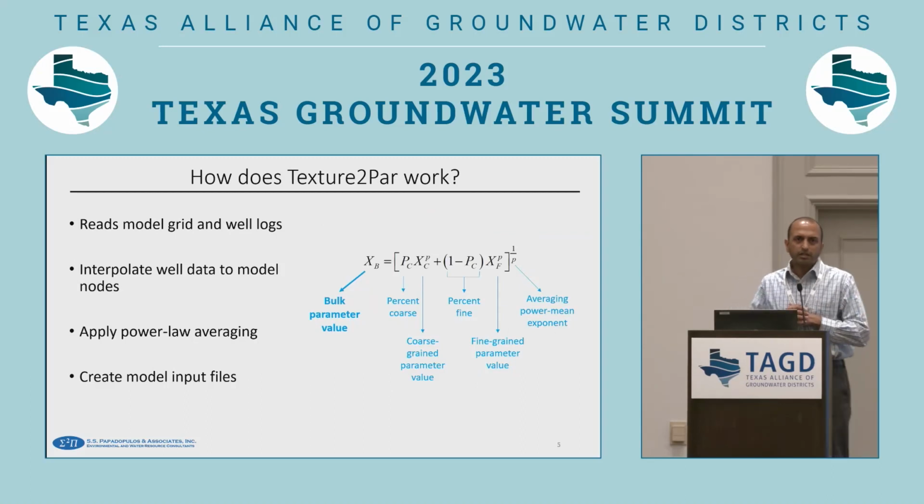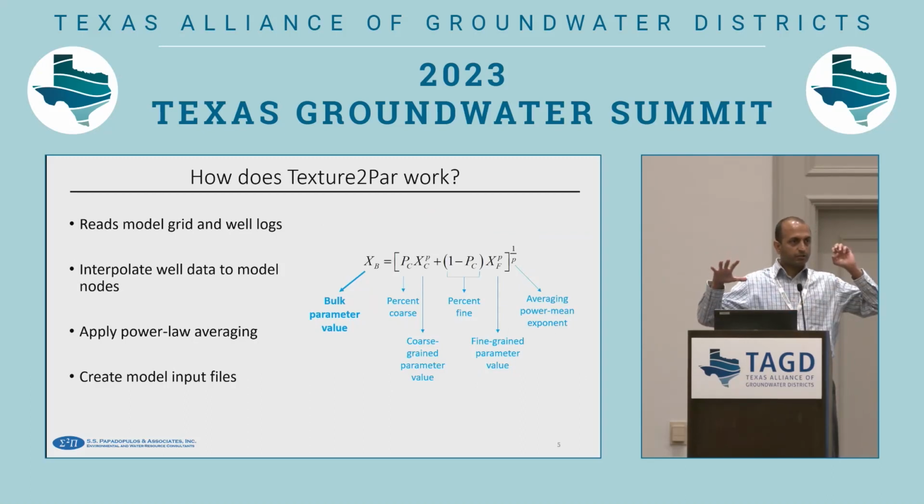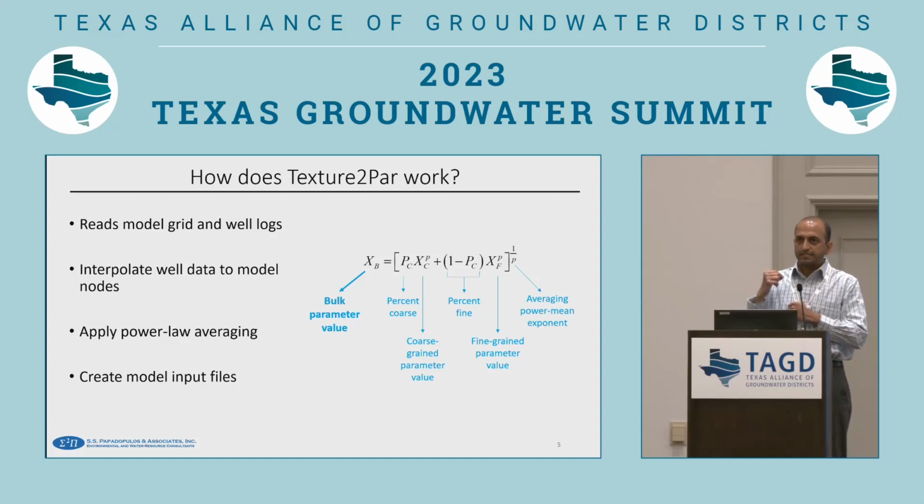How does it work? It reads the model grid. It reads the location of well logs. It interpolates well log information, and specifically it looks at the sediment texture data: what percent coarse material there is, how many percent fine material, and it integrates that onto the model node itself. You have an end member value, for example, and it applies a power law averaging. Let's look at what this power law averaging does.